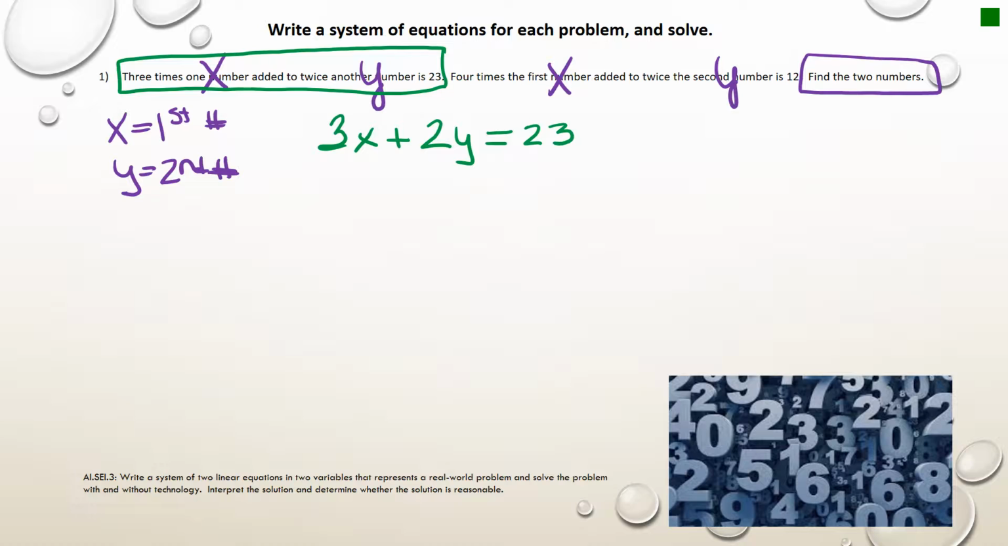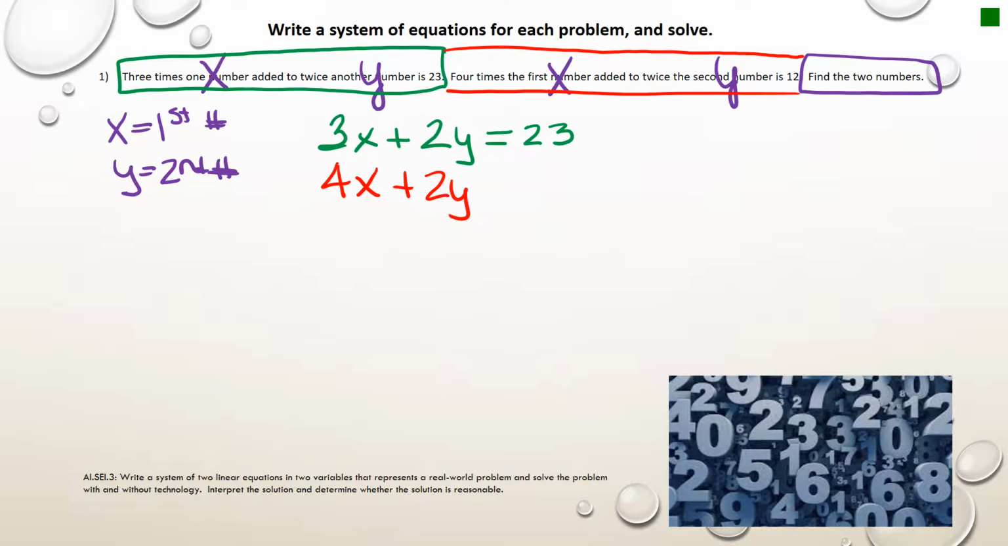Most of the time, you just go word for word. See what it says, write it out. Here's the second sentence. Each sentence is an equation. 4 times the first number, we call that X. So 4X added to twice the second number is 12.